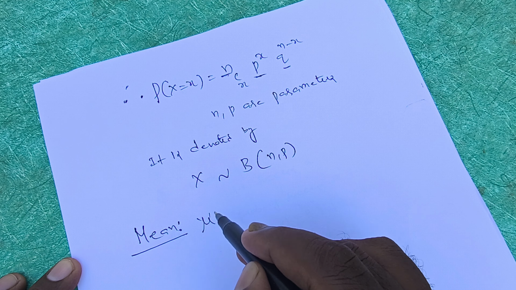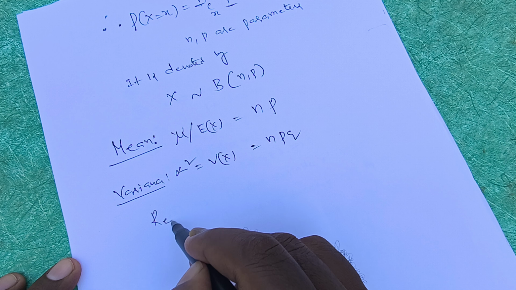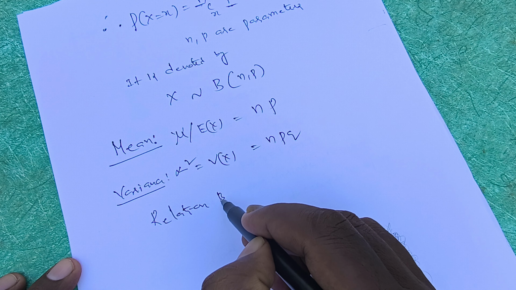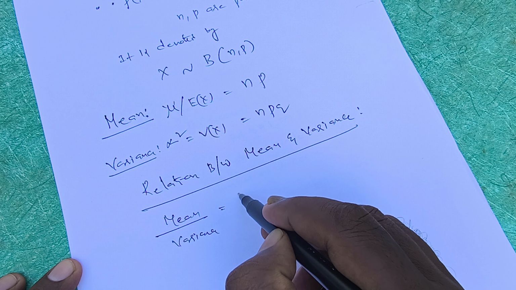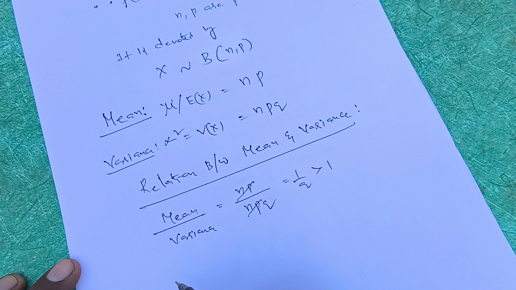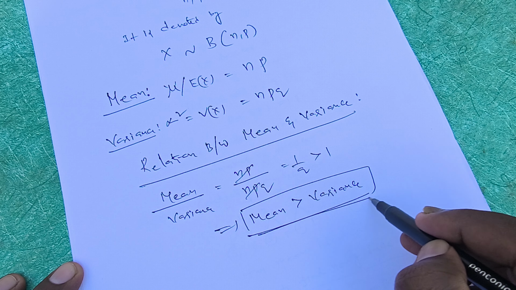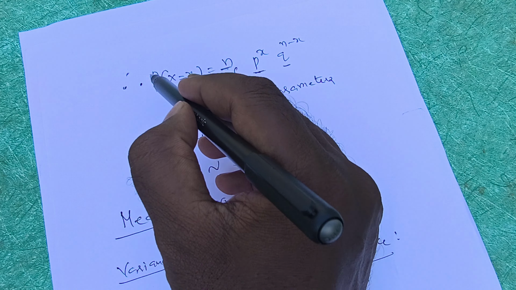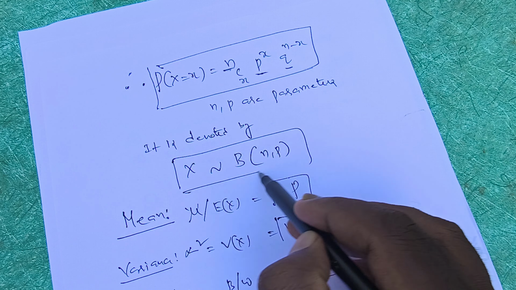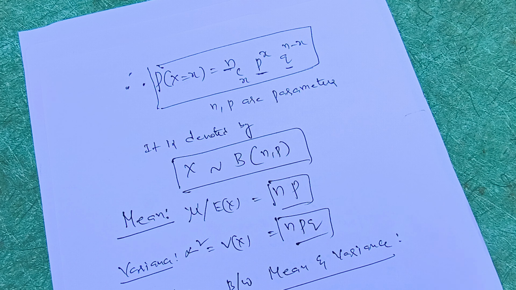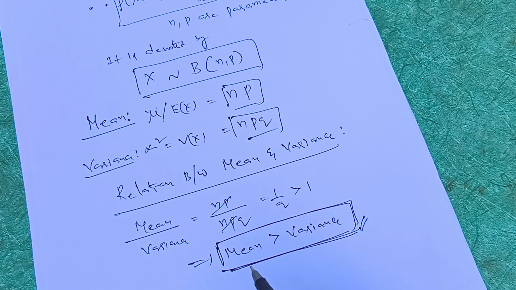So the mean value in binomial distribution is np, and the variance value in binomial distribution is npq. There is a relation between mean and variance. Mean by variance is equal to np by npq. np cancels, leaving 1 by q, which is greater than 1. So mean is always greater than variance. Here P of X equal to small x is the probability mass function formula, np is the mean, npq is the variance, and X follows B of n comma p is the notation. The mean and variance relation is like this.